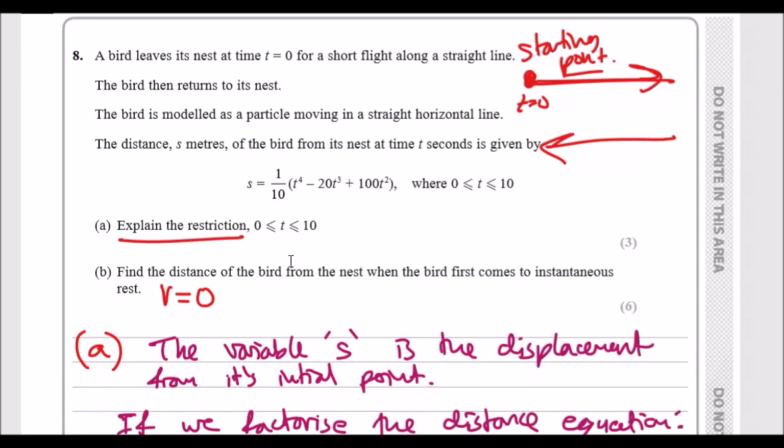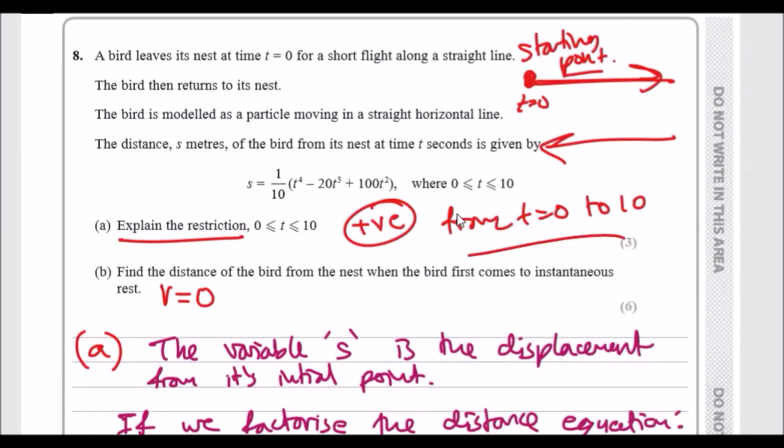Now the reason why it's between 0 and 10 is because any t value between 0 and 10 will give you a positive displacement. Technically, if you put values like 11 or 12, you would get displacement too. But the thing is, we know it ends at 10 because once it returns to its nest, it doesn't move again. It stops. Because it says then returns to its nest, meaning by the time it stops moving at time 10, it's not going to move again. So that's why we're stuck at time 10.